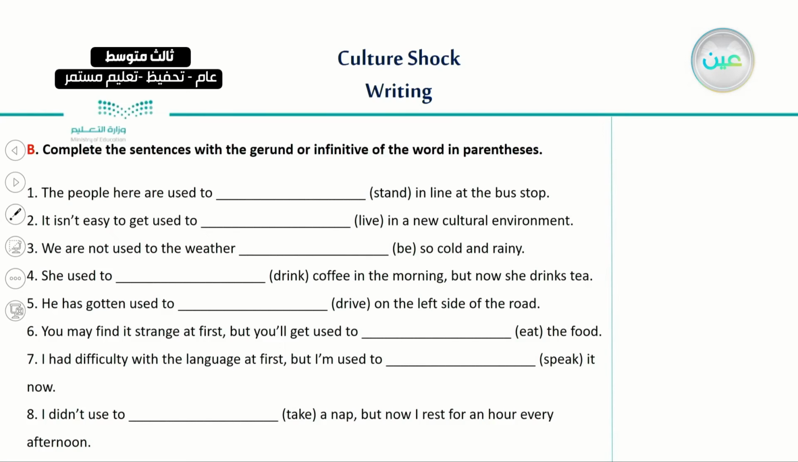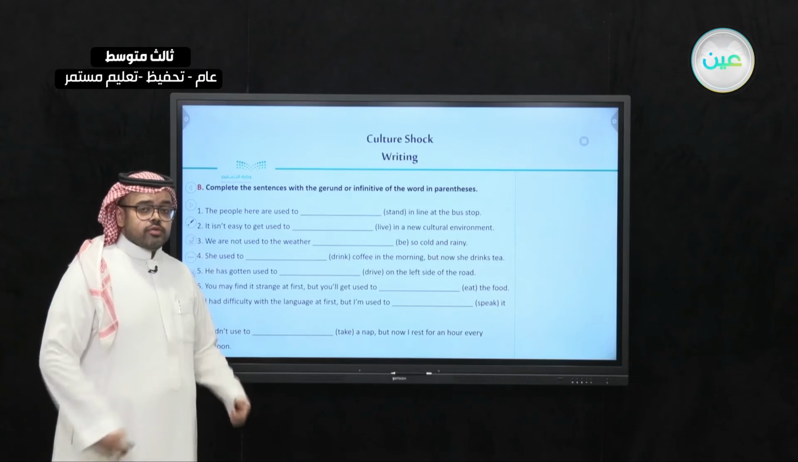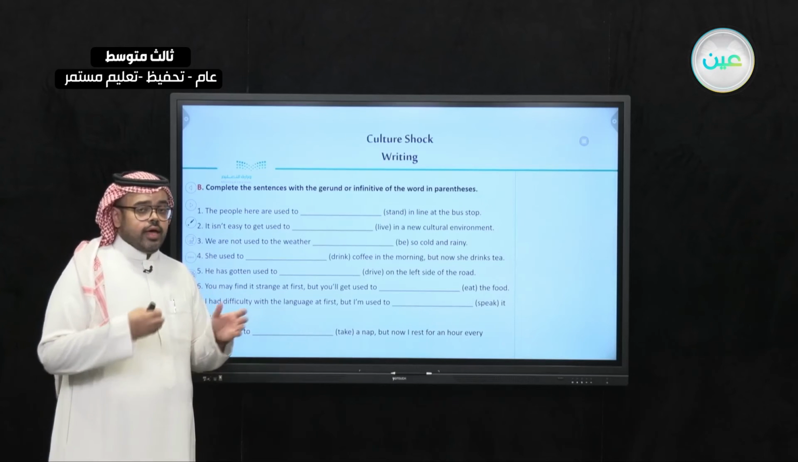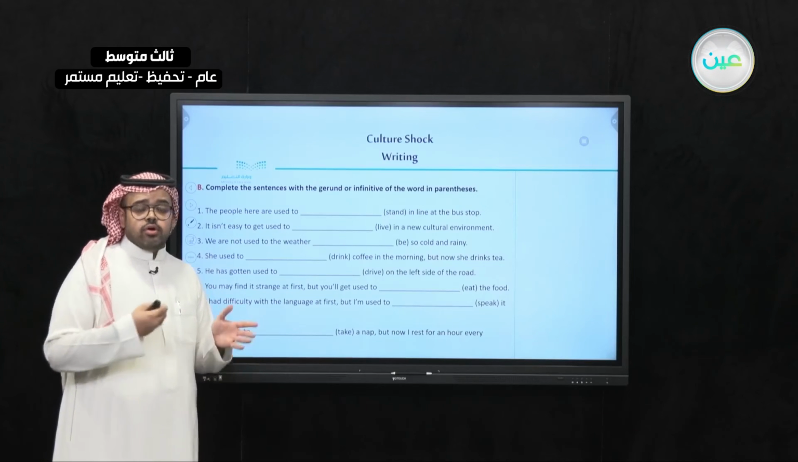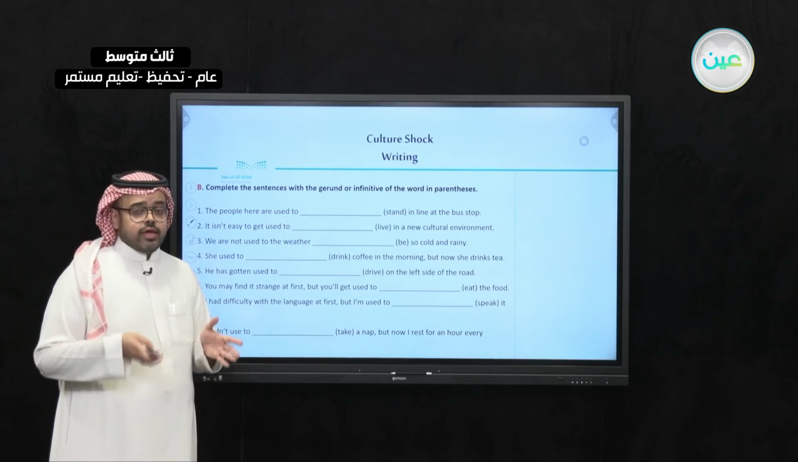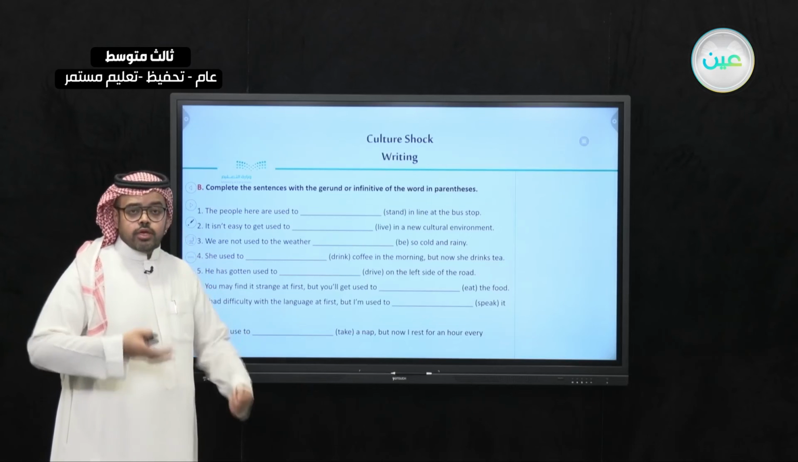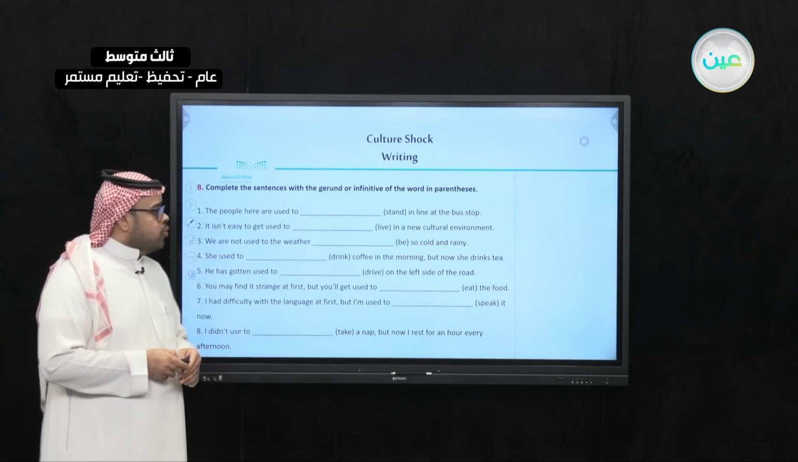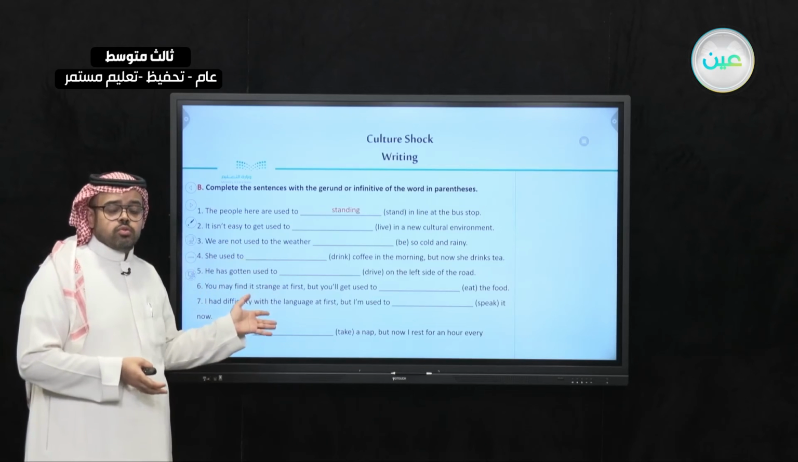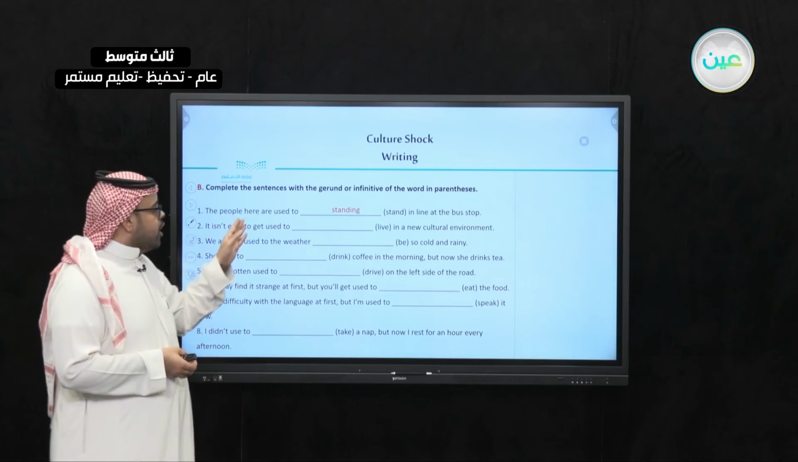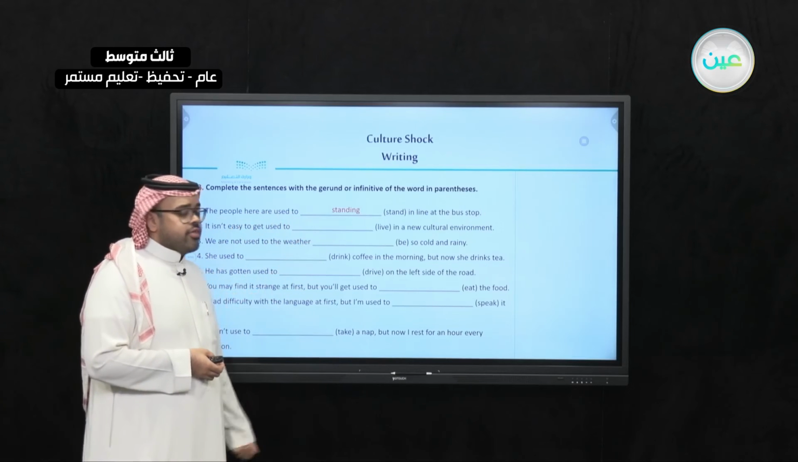So the first one: the people here are used to blank in line at the bus stop. So here we need to understand first: are we talking about something that happened before but not now, or that happened repeatedly, or something that only happened once before? If it's something familiar, we're going to use the gerund. So the answer will be, the people here are used to standing in line at the bus stop.